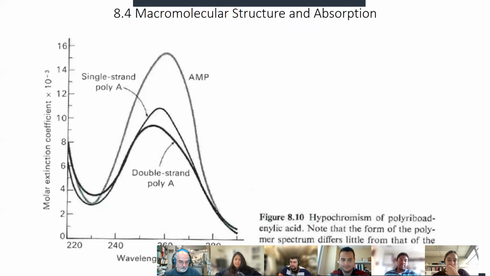All right. Now, I've introduced you to extinction coefficient calculations for proteins. I've introduced you to scattering corrections. Can we do the same things with nucleic acids? And the answer tends to be no.